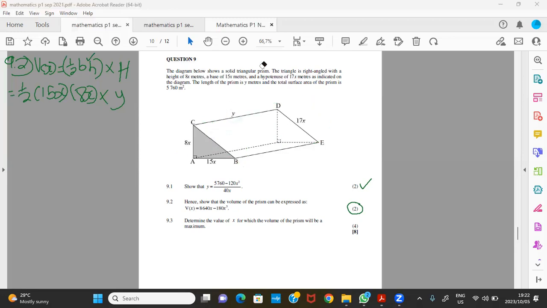Sharp, once we're here, we are going to change y, because we know what y is. That's why they said hence, because we are not going to use y. 15x. What was the area of this triangle? It was 60, so it was 60x squared. And then we're going to multiply it with 5,760 minus 120x squared over 40x.